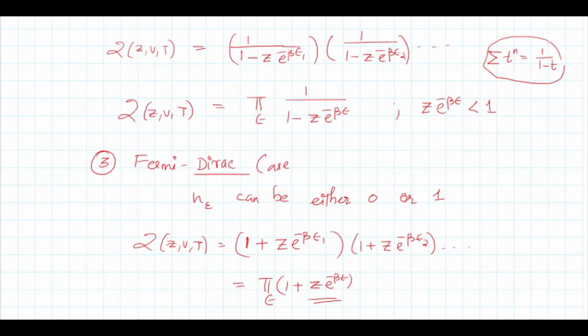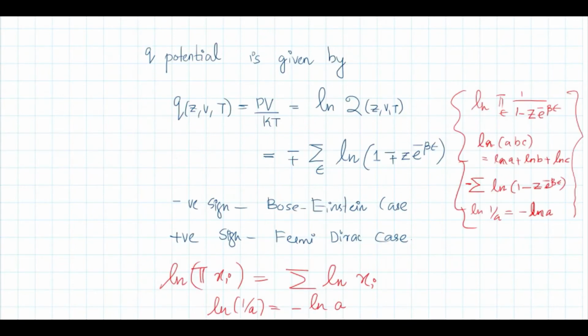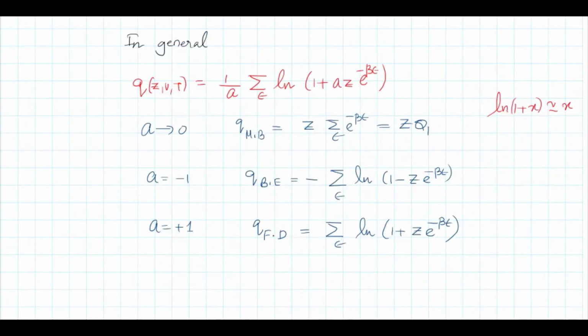In the case of Fermi-Dirac, it will be the logarithm of this quantity. So this product will become summation sigma epsilon log 1 plus z e raised to minus beta epsilon. So the upper sign, this negative sign, denotes the Bose-Einstein case. This positive sign denotes the Fermi-Dirac case. I can express both as a single expression. In general, I can include all the three cases in a single expression. Q potential is given by 1 by A sigma epsilon log 1 plus Az e raised to minus beta epsilon.